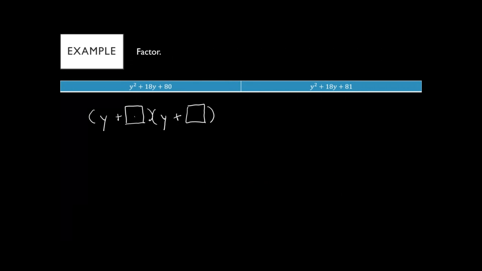And I have to fill in two numbers in these areas, P and Q, basically. I'm finding out what are these two numbers to go in these spots. Because we're reversing FOIL, you need to think about what happens when you FOIL. When you go through the FOIL process, these two numbers multiply to the last number. So we're basically looking for two numbers that multiply to 80.